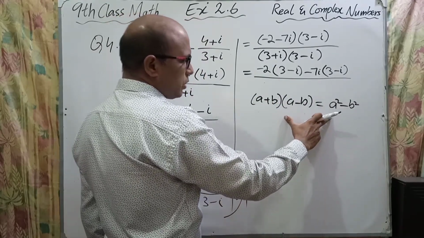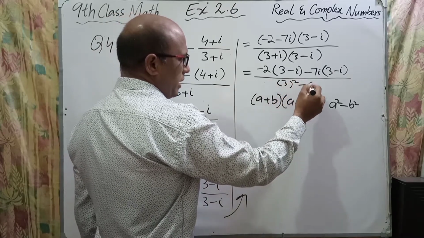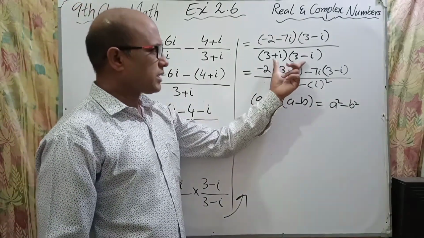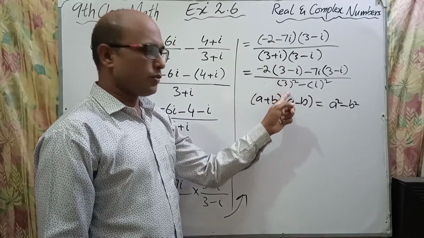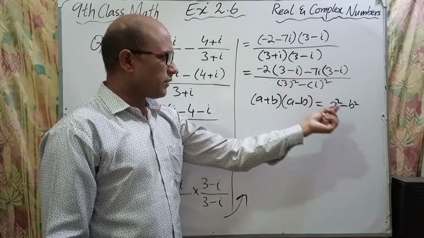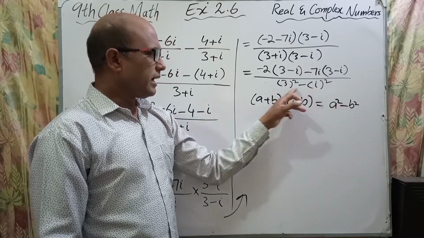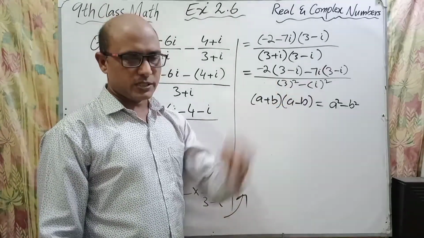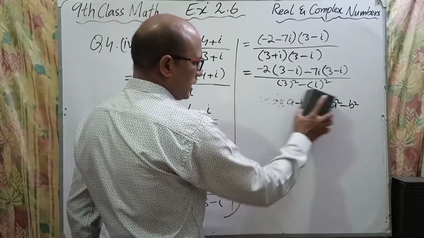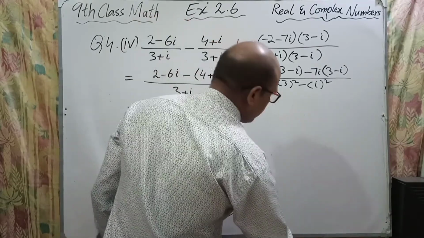We'll apply this formula on this denominator. So the square of the first term minus the square of the second term will be written in place of this. 3 is the first term, so we'll write according to the formula the square of the first term a and the square of the second term b, as this formula is. So we have written square of 3 minus square of iota. So this formula is applied upon the denominator.